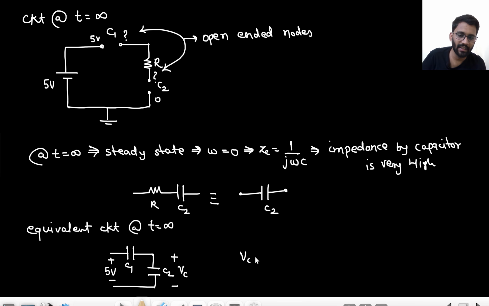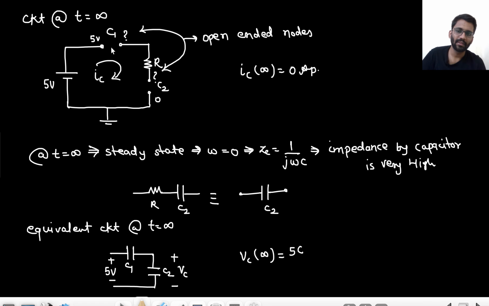So what will be your VC at t equals infinity? It would be 5 into... and here we can comment about IC actually. So IC at t equals infinity would be 0 ampere. Why so? Because these are providing very high impedance, they are open circuited. And what will be VC at t equals infinity? That would be 5 C1 upon C1 plus C2.